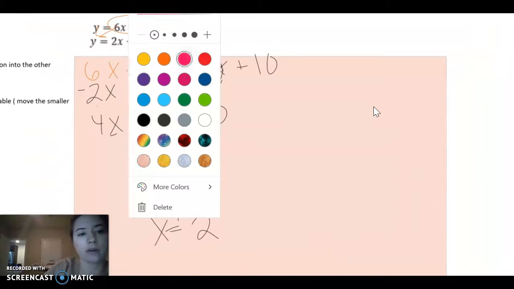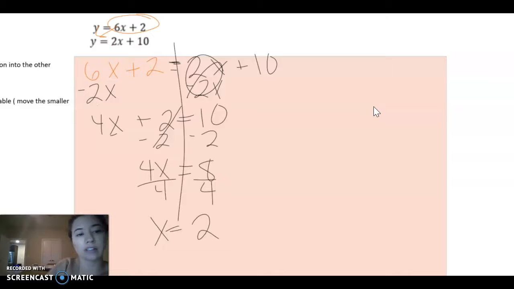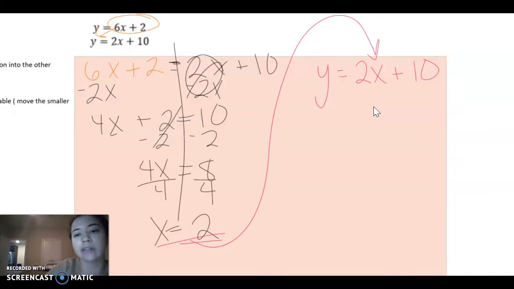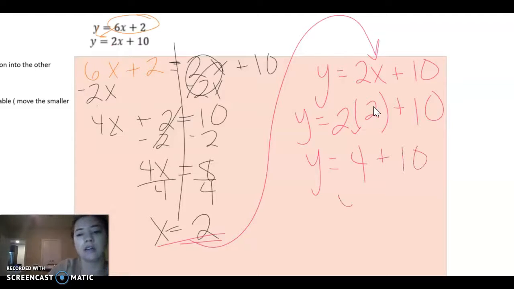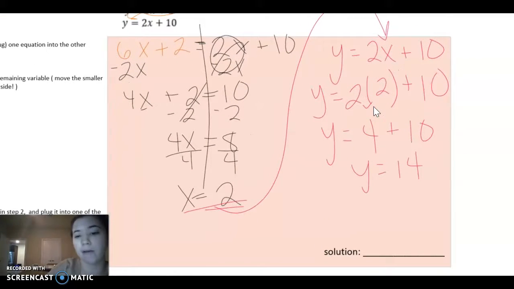So now, again, I'm going to choose whatever equation I want. I like 2x better than 6x, so I'm going to use the second equation. I know what x is, so again, I use the value we found in step 2, and I plug it into one of the original equations. So we do y equals 2 times 2 plus 10. 2 times 2 is 4 plus 10, and we get y equals 14. And then we end by writing it as an ordered pair. Our x value is 2, and our y value is 14.